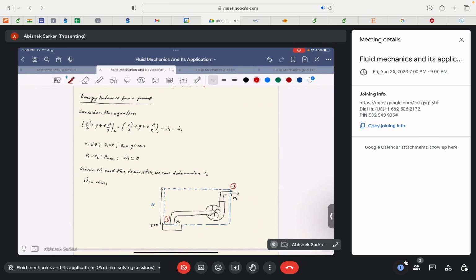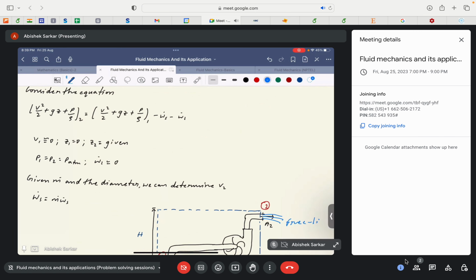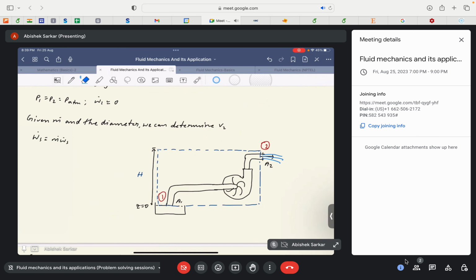So here again, what the pump ideally does is apply some additional work so that it could pump the liquid from a lower elevation to a higher elevation, and it ejects this fluid as a free liquid jet.